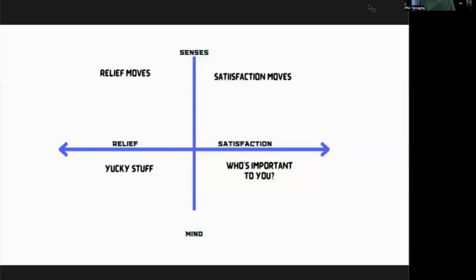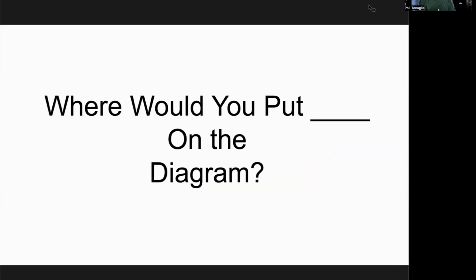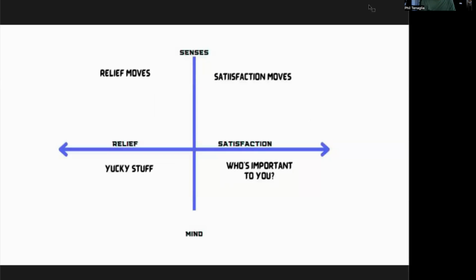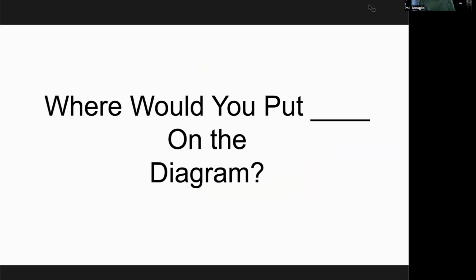Now what we're going to do is say something like, hey, what you just shared with me that you're experiencing, the question now is, where would you put that on the diagram? That's what we want them to be doing, right? So we ask, where would you put those words you just said? You can repeat them. That experience you're having, where would you put that on the diagram?